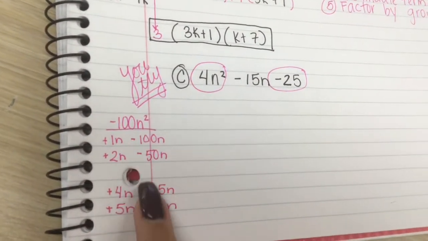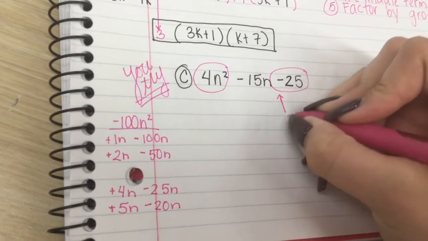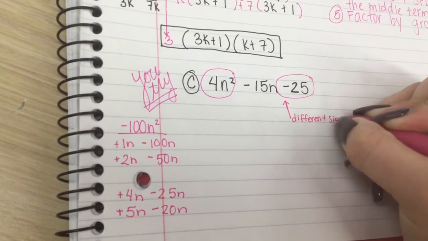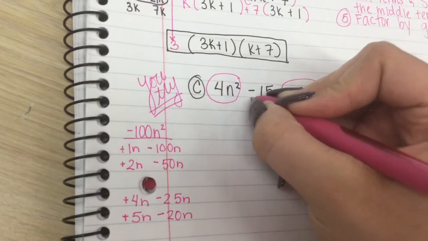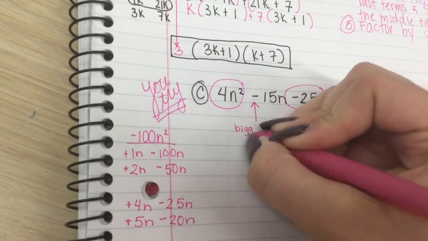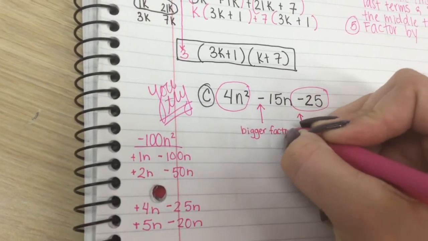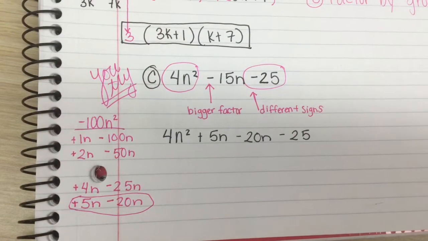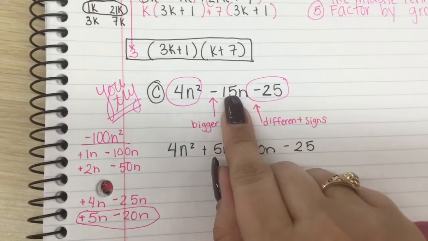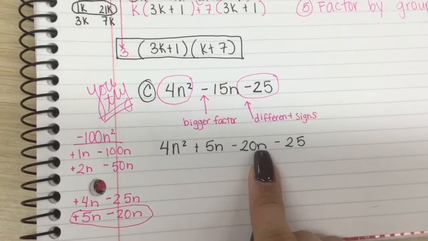So notice I multiplied the first and last terms. I'm looking at those signs. The end sign is negative, which means that we have different signs. And the sign in the middle is also negative, which means that the bigger factor is negative here. When I split the middle term, I split it to 5 and negative 20. That's what's going to add up to negative 15.